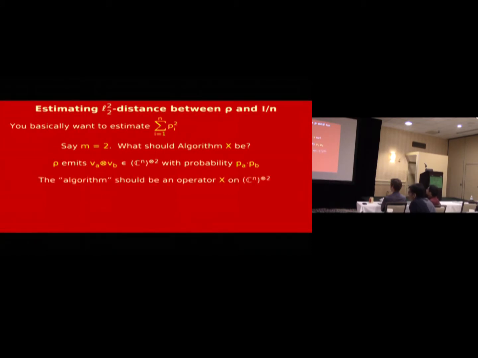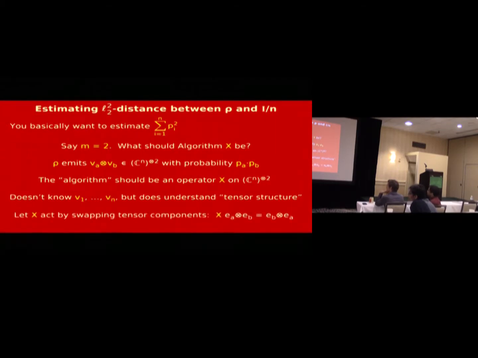So you have to design an operator X that acts on Cn tensored twice. What should you do? X does not know the vectors v1 through vn, but in some sense it understands the tensor structure of the space. So you let x act by swapping the tensor components. This is a well-defined linear operator on Cn tensor 2, defined on tensors of the basis vectors by swapping them, and you can extend it by linearity to the whole space. It also has the property that x applied to VA tensor VB is VB tensor VA, for any tensor, even if x doesn't know the v's. So x just swaps the outputs of rho.